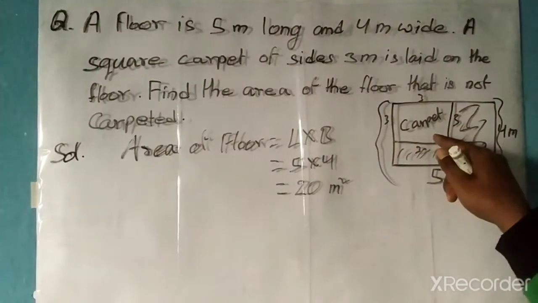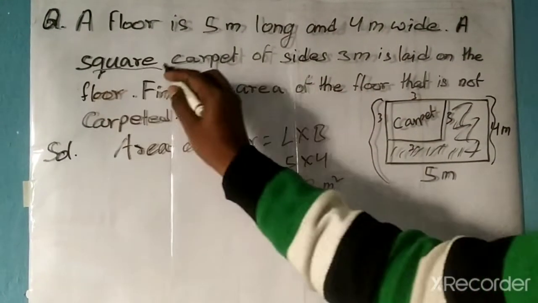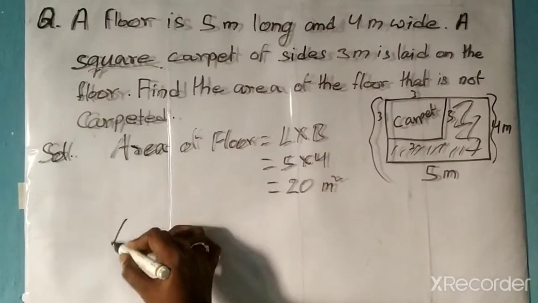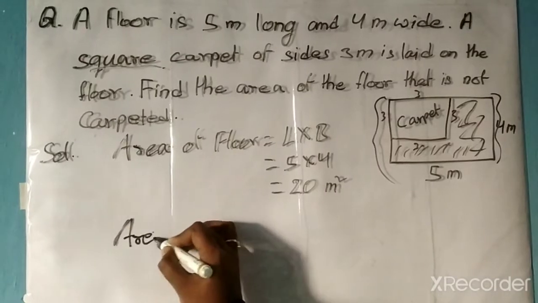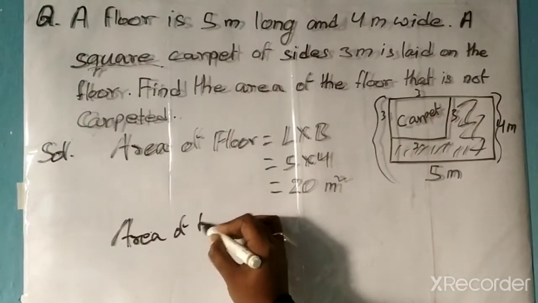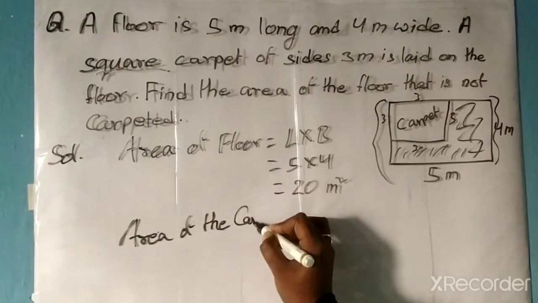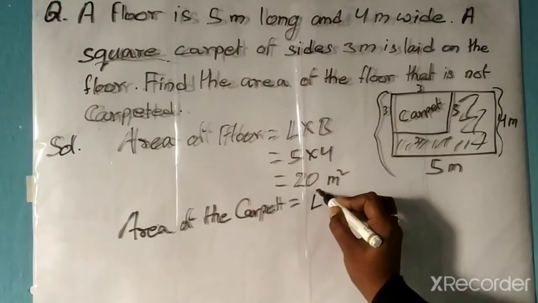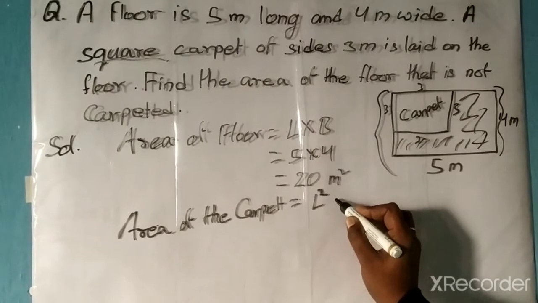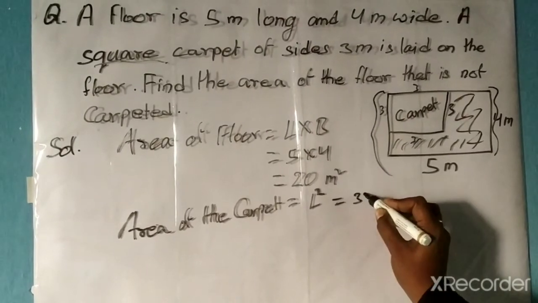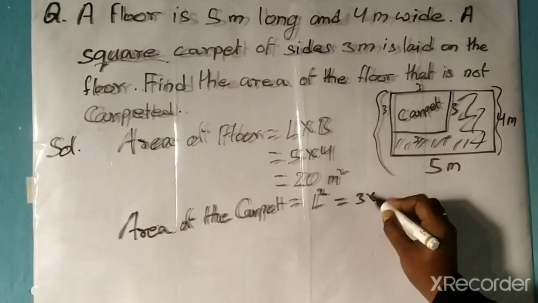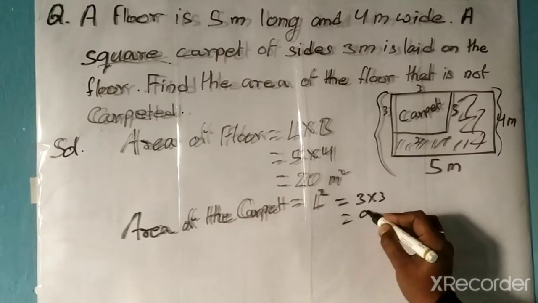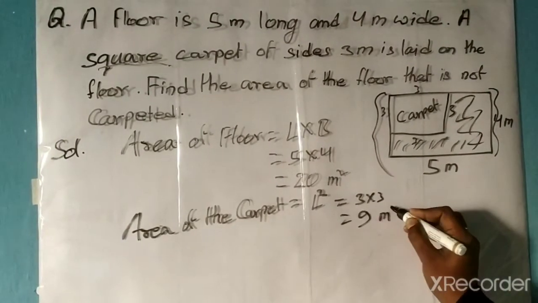Since the carpet is square in shape, the area of the carpet is equal to L square. Okay, that is L square. This is equal to 3 into 3, that is equal to 9 meter square.